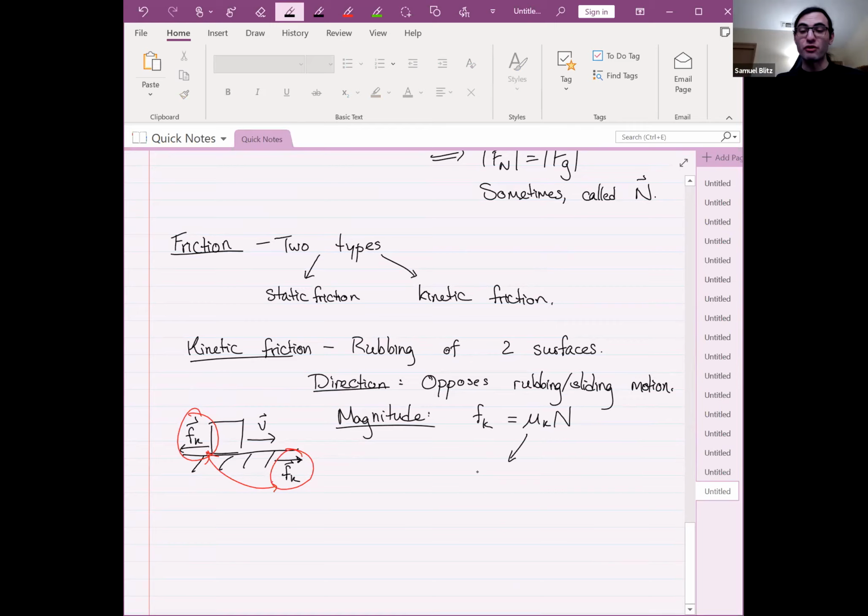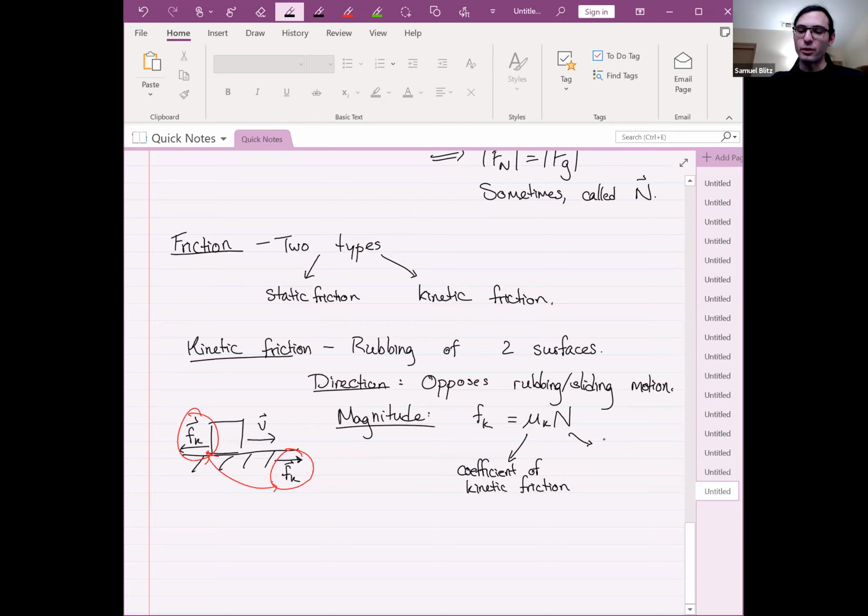So this mu sub k, this is just a number. Mu sub k is called the coefficient of kinetic friction. It's unitless. It doesn't have any units associated with it. And it basically describes how rough the surfaces are. Sandpaper has a very large coefficient of kinetic friction. Ice has a very small coefficient of kinetic friction. This n here is the magnitude of the normal force.